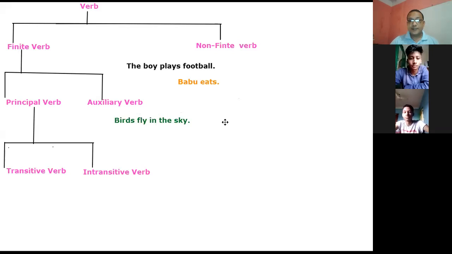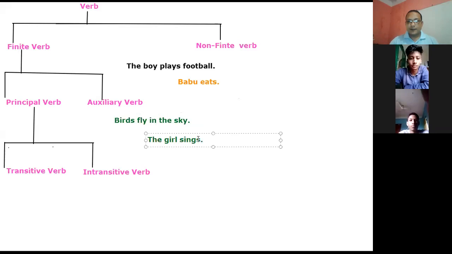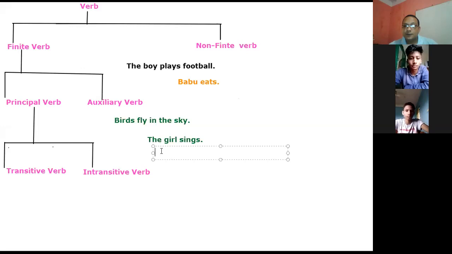The girl sings. But if you say the girl sings a song... In this sentence, sing is an intransitive verb. But if you say the girl sings a song, what happens then? Araf? What happens then? The girl sings a song.